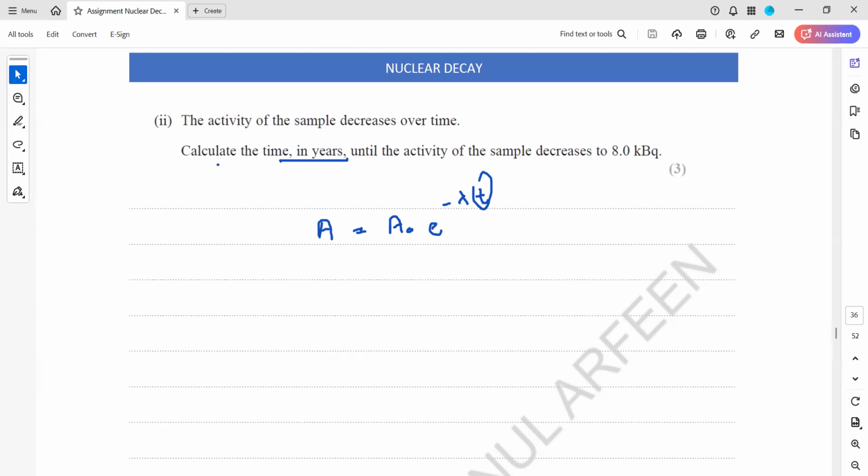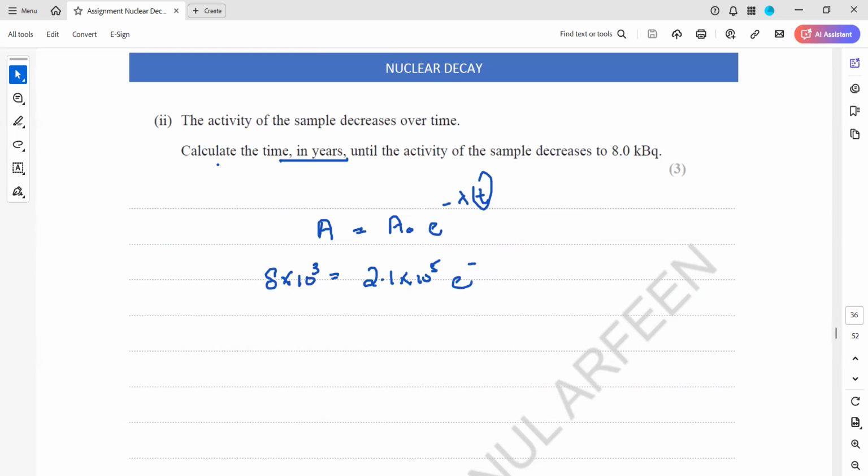So when we substitute, the new activity is 8 kilobecquerel, so it will be 8 into 10 to the power 3. Original activity was given in the question, 2.1 into 10 to the power 5, minus lambda. What is the value of lambda? We calculated the value of lambda in seconds. So we can substitute right now in seconds, so we'll get time in seconds. And once we get the time in seconds, we'll convert into years.